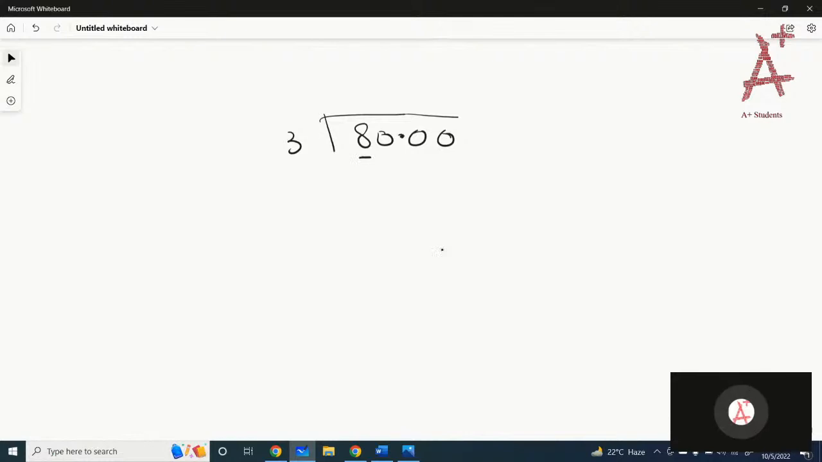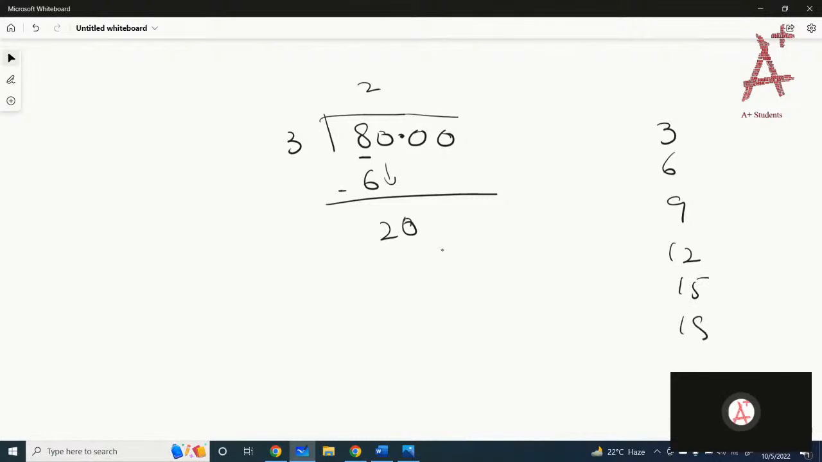We have to divide 8. You have to count a table of 3 until you get 8 or a number that is less than 8. 3 times 1 is 3, 3 times 2 is 6, 3 times 3 is 9. 9 is greater, so we can go for 3 times 2. Got it? 8 subtract 6 is 2. Bring the next digit down. Now you have to count a table of 3 until you get 20 or a number that is less than 20. 3 times 4 is 12, 3 times 5 is 15, 3 times 6 is 18, 3 times 7 is 21. 21 is greater, so you can go for 3 times 6. 3 times 6 is 18.